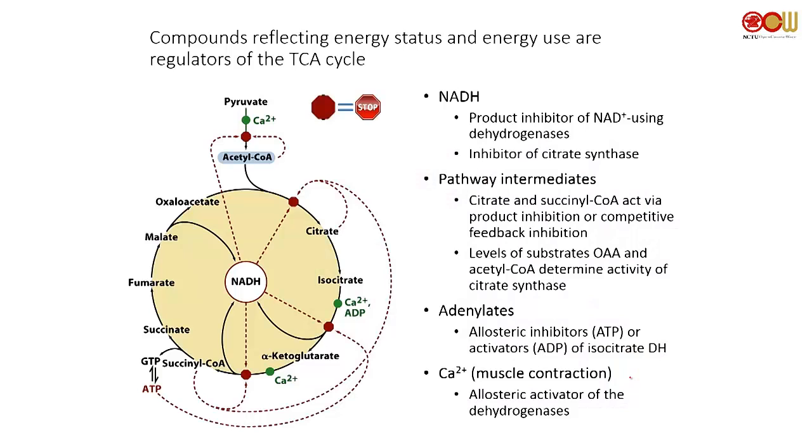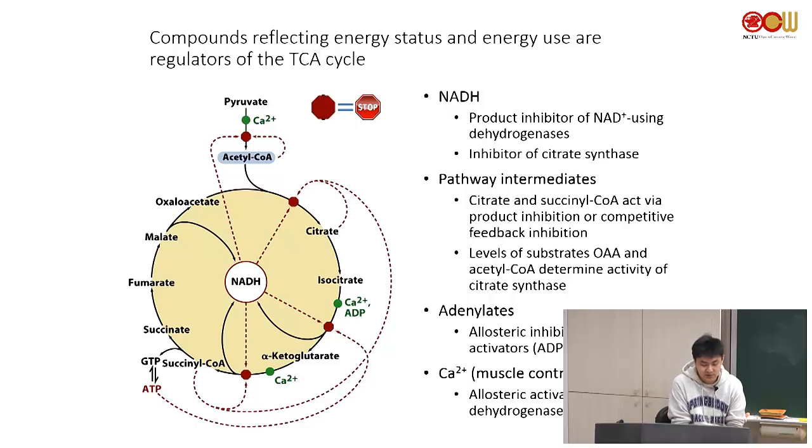Okay? If we're talking about energy and regulation, what you should notice is that you can understand the TCA cycle as a process that generates energy. Okay? It's not used to store energy, it's used to generate energy. So if your cell has a lot of energy, meaning it has a lot of ATP, a lot of NADH, that kind of stuff, then it's not going to want to continue doing the TCA cycle.